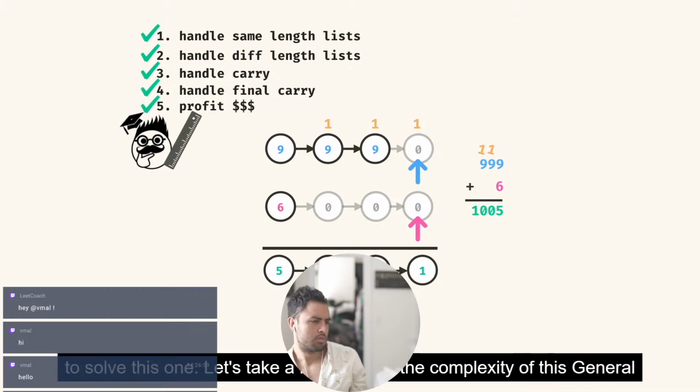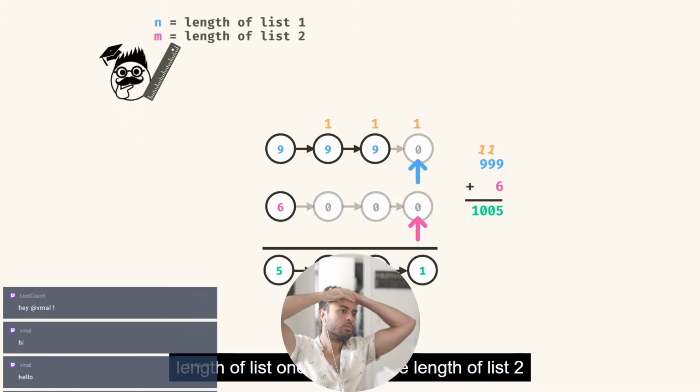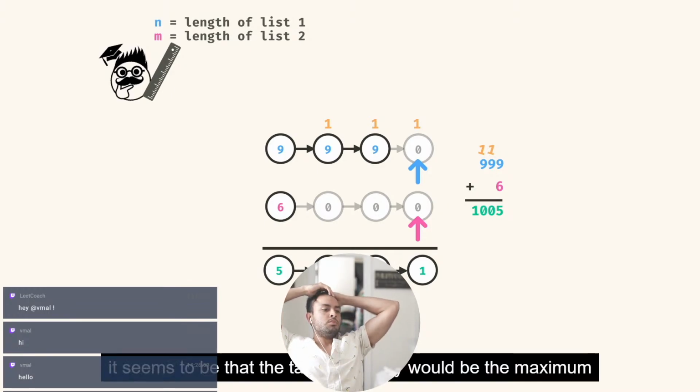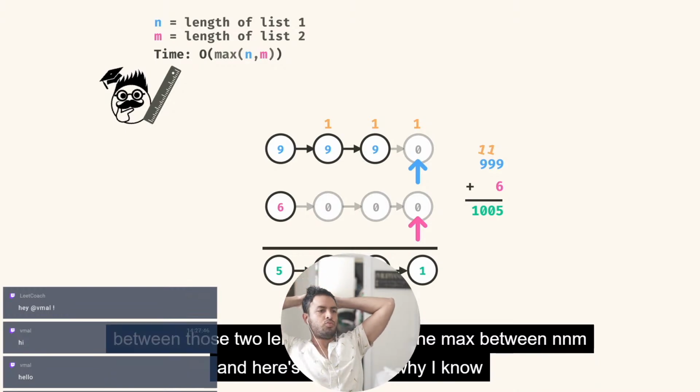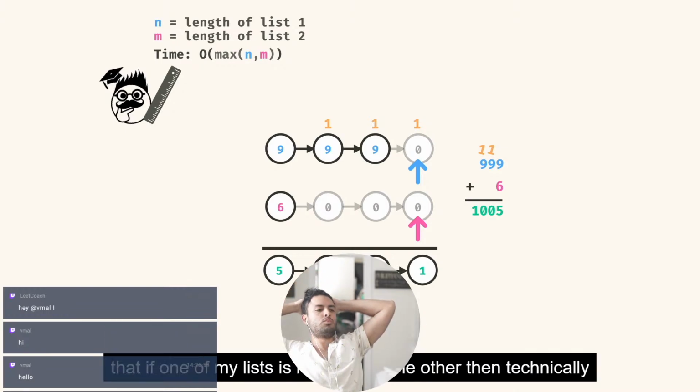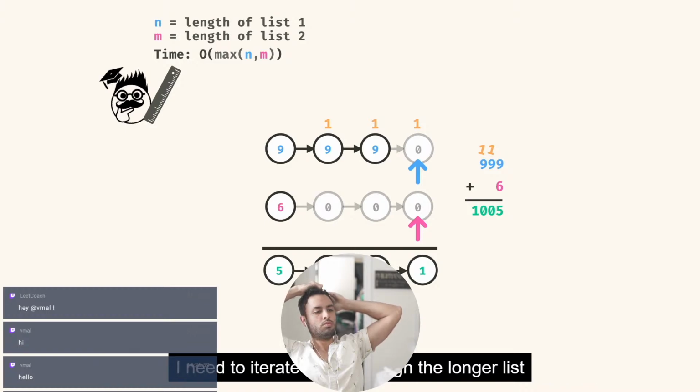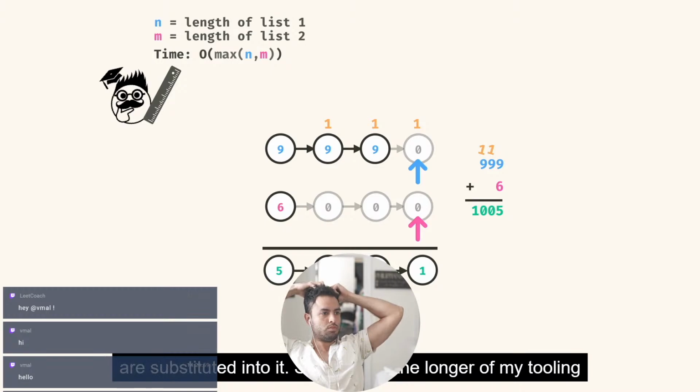Let's take a look at what the complexity of this general algorithm would be. So if we say that n is the length of list 1 and m is the length of list 2, it seems to be that the time complexity would be the maximum between those two lengths, right? So the max between n and m. And here's the reason why. I know that if one of my lists is longer than the other, then technically I need to iterate through the longer list, while the other list just has some zeros that are substituted into it. So it's really the longer of my two linked lists.